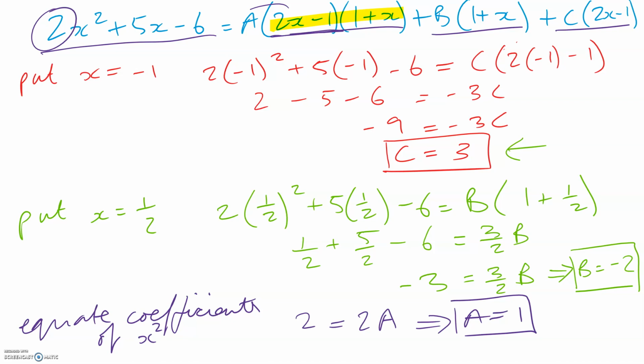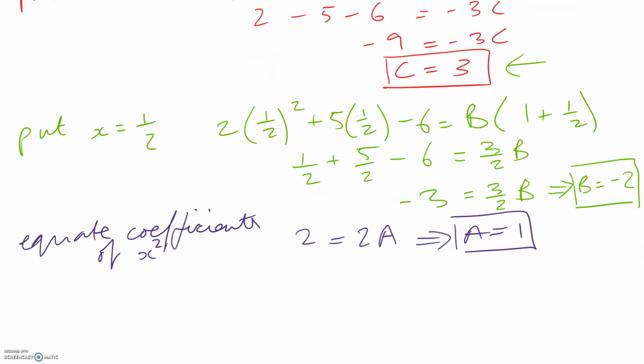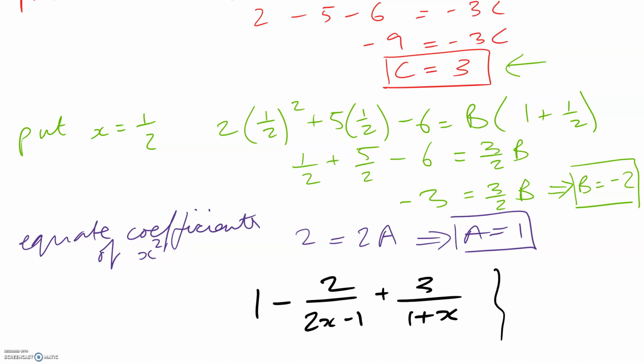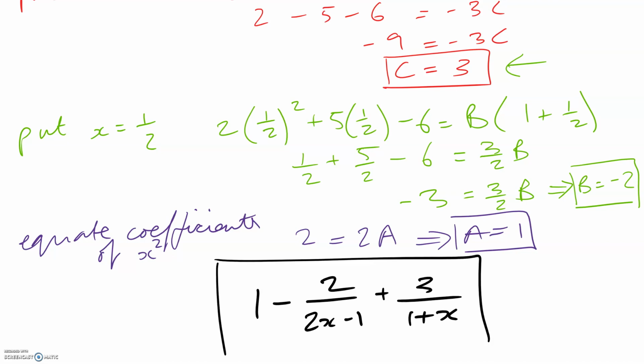And now we've found our 3 values of a, b, and c. And we can just write down our final answer now. So our final answer is 1 minus 2 over 2x minus 1 plus 3 over 1 plus x. We didn't actually have to write this down because the question just said find a, b, and c in this case, but often you do have to write this down, and you would usually have to go on to maybe integrate or differentiate this. So it's always a good idea to write this down.